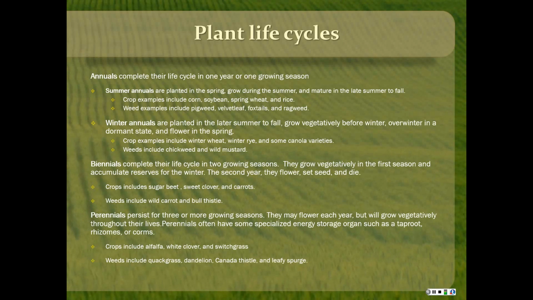And then a perennial persists, keeps growing for 3 or more growing seasons, depending on the climate. There's some that might be longer-lived perennials in a better, warmer climate, and in a colder area like North Dakota, they might be a shorter-lived perennial. And they might flower each year, but they also grow vegetatively throughout their lives.